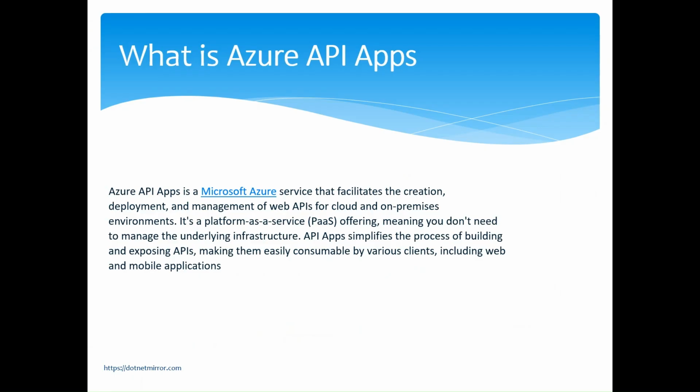What is Azure API App? Azure API App is a Microsoft Azure service offering. It facilitates to create, deploy, and manage your web APIs for the cloud as well as on-prem environments. It's a PaaS offering, platform as a service, which means that you don't need to manage any underlying infrastructure. Simply, you create APIs, expose those APIs to your clients. It could be web or mobile applications.